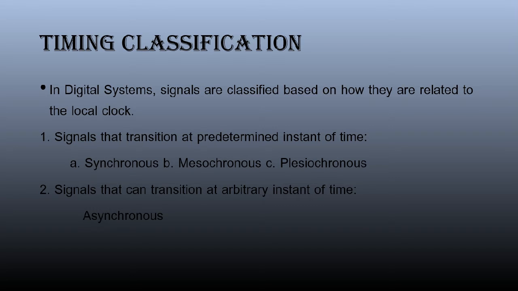This video will give you a high-level overview on timing classification of digital systems. In digital systems, signals are classified based on how they are related to the local clock. Why local clock? Actually, there are two types of clocks, called the global clock and the local clock. The global clock is the clock that takes the clock signal to every part of the integrated circuit, to different blocks and circuits. But the local clock is the one which really makes the system synchronous.